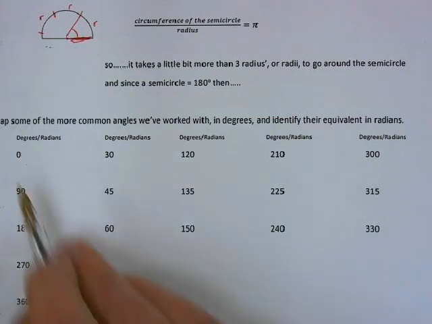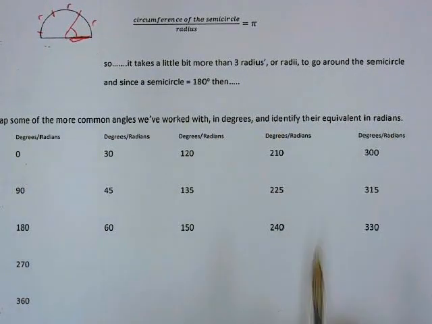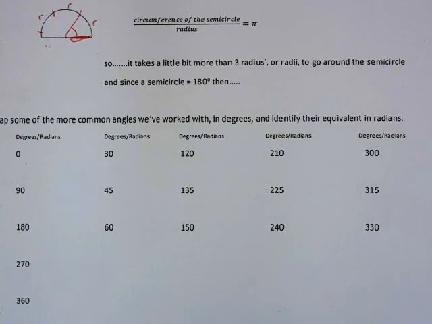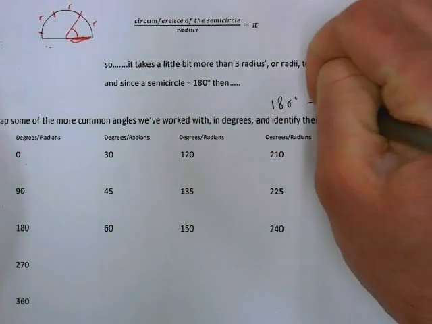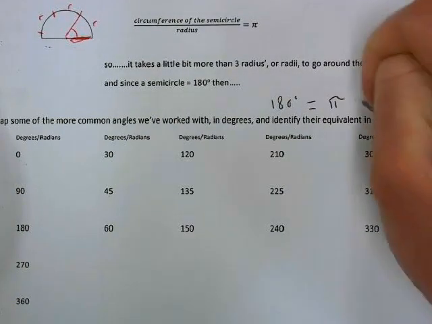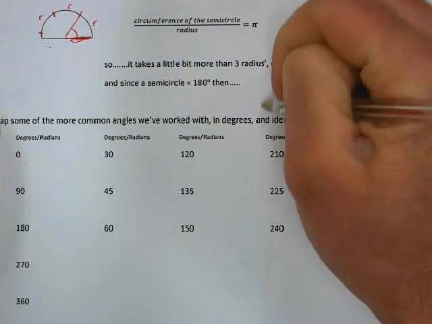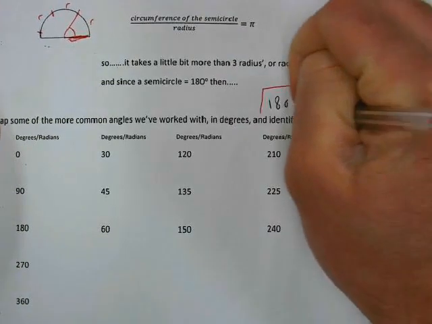Okay, so like it says, we want to recap some of the more common angles we've worked with in degrees and identify their equivalent in radians. So in other words, how do we write these angles, which are currently in degrees, in radians? Okay, and it all comes down to one main idea, and that is this: 180 degrees equals pi radians. Okay, so this is the main idea. If you can remember this one thing, then you can figure out all these other angles.